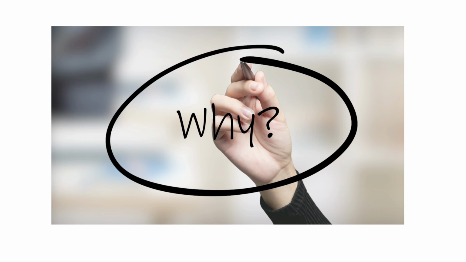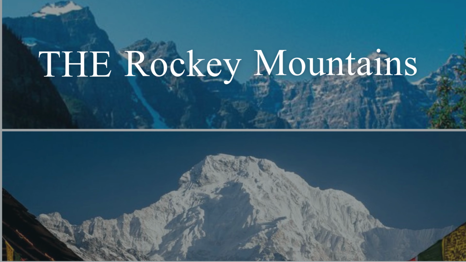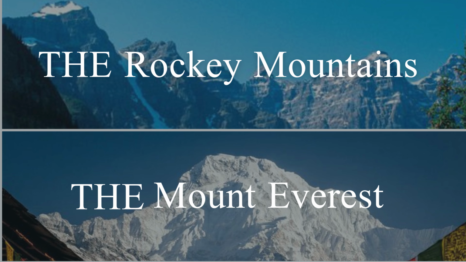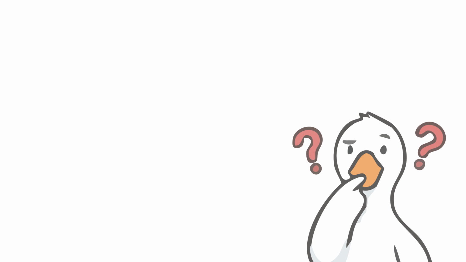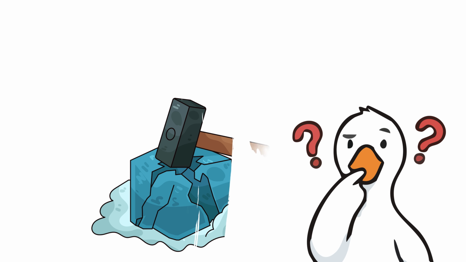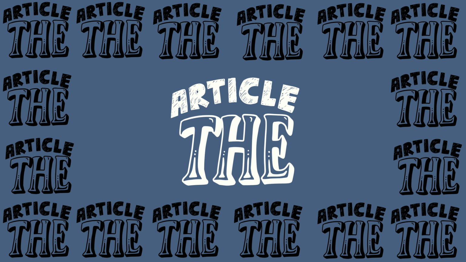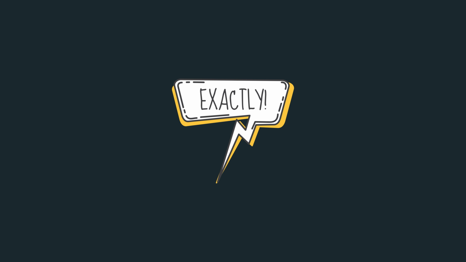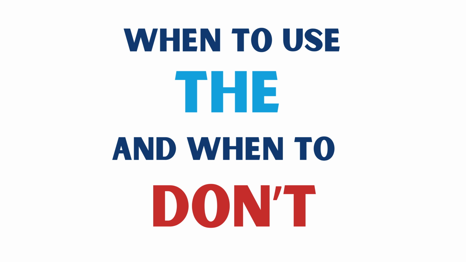Why do we say the Red Sea but just Lake Geneva? Why is it the Rocky Mountains but just Mount Everest? And lastly, why the Earth but just Venus? It doesn't make sense. Today, we are going to break down similar types of conceptual rules related to the article "the" that will dictate exactly when to use the and when not to. Okay, let's do it.